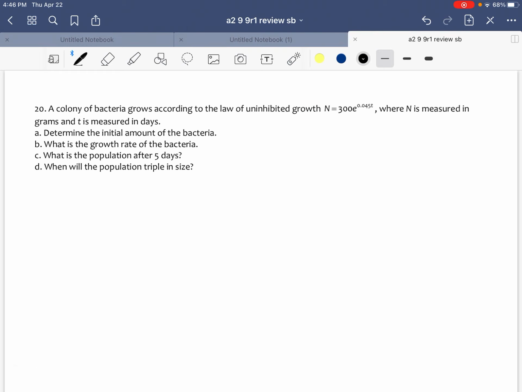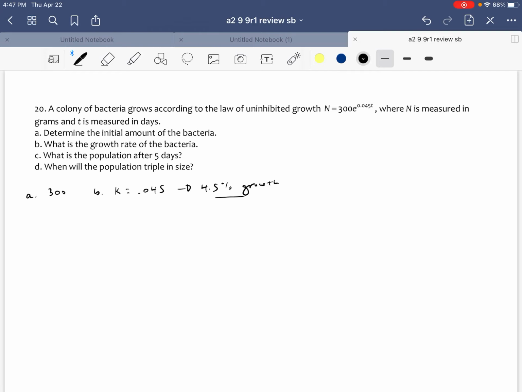A colony of bacteria grows according to the law of uninhibited growth. N is equal to 300e to the 0.045t, where N is measured in grams and t is measured in days. Determine the initial amount. The initial amount will be that 300. So there's my initial amount. What is the growth rate? The growth rate will be that k value, that 0.045, which means you have 4.5% growth. And that's what I want to see.